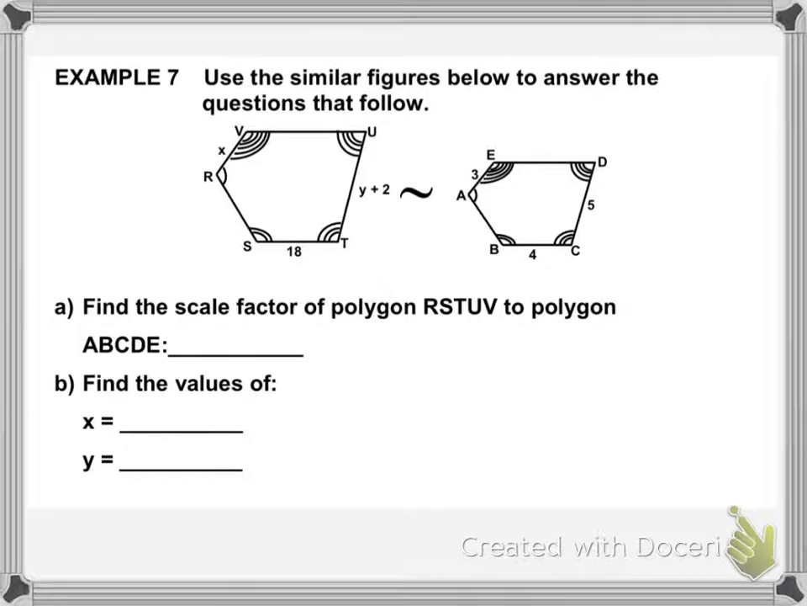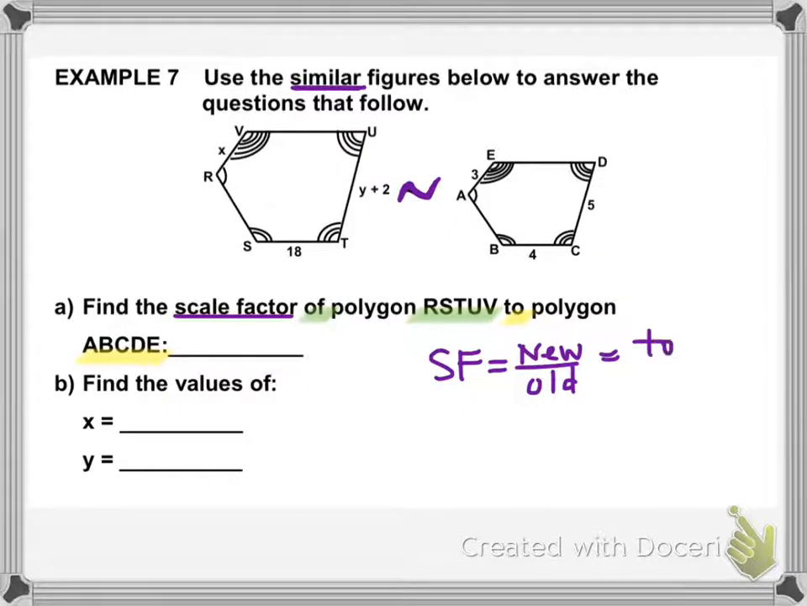All right, here's another one. Again, it says use the similar figures. So we know they're similar. We know we can set up proportions with the sides, and we know that the angles that correspond are congruent. Find the scale factor of polygon RSTUV to polygon ABCDE. So remember, scale factor is new over old, or, remember we also said 2 over of.